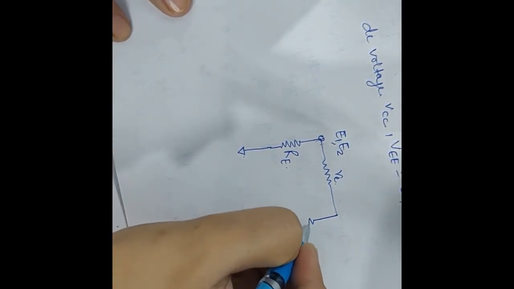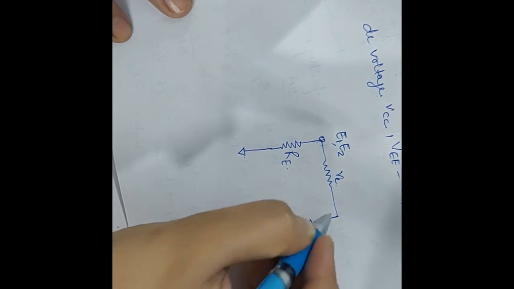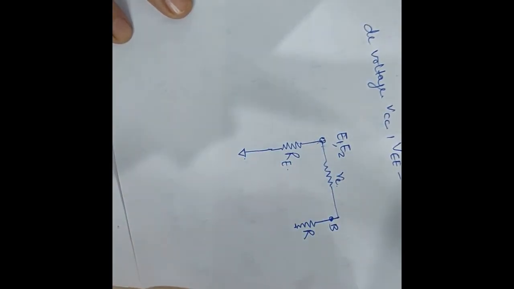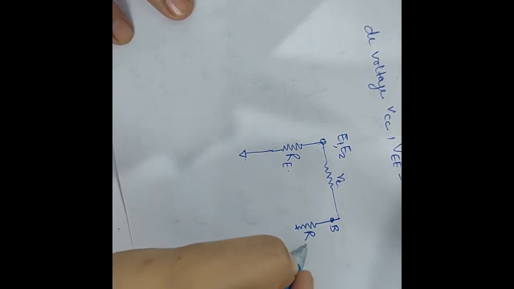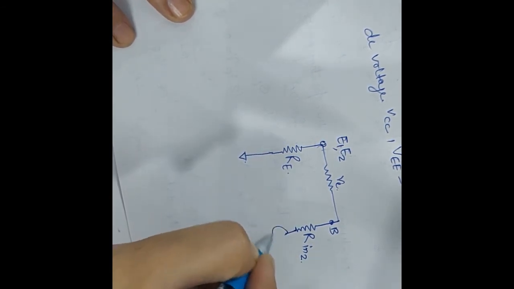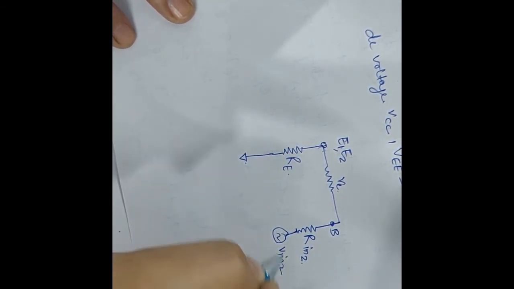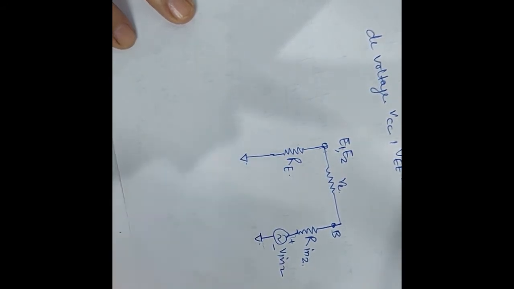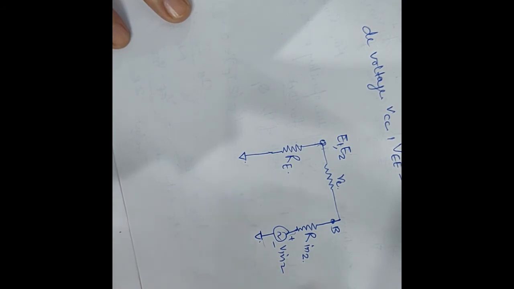Then we have the base point. This is the emitter, base and collector. So there is the collector. We are representing the internal resistance of the second power supply as Rin2, and this is the Vin2. Since it is an AC signal, we are not eliminating it. It is present in the T equivalent circuit diagram.